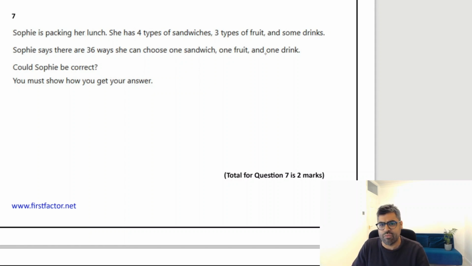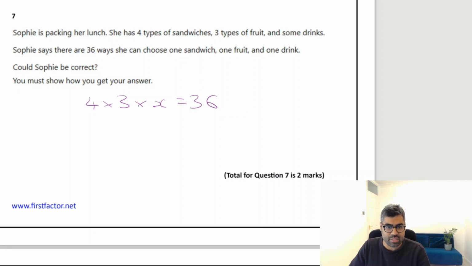So 36 different combinations. To work out the number of combinations, you have to take your number of sandwiches times it by your number of fruit and times it by your number of drinks. So we have 4 types of sandwiches times by 3 types of fruit, and then we'll times by X types of drinks. Now that gives us 36. So basically, if X is an integer, that means Sophie could possibly be correct.